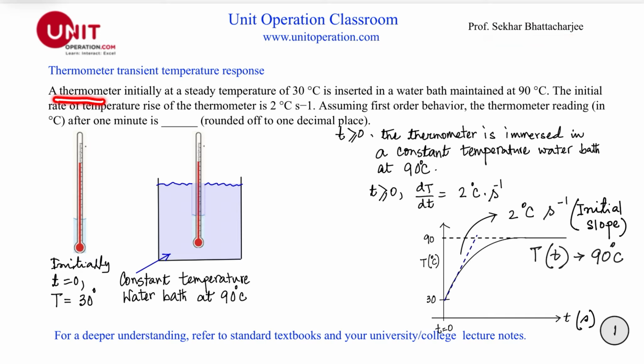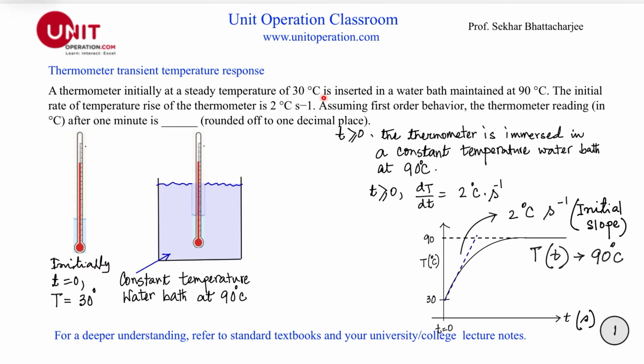A thermometer is initially at a steady state temperature of 30 degrees Celsius. Let's say it is exposed to the ambient environment, the atmosphere. So initially its temperature is 30 degrees Celsius. This bulb is also exposed to 30 degrees Celsius and it is showing a reading of 30 degrees Celsius.